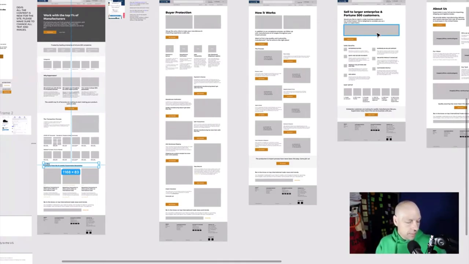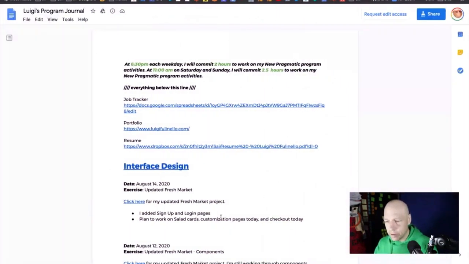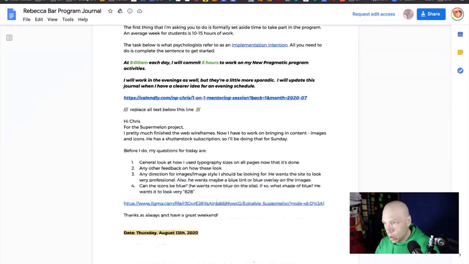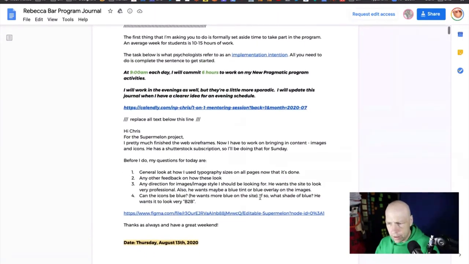Okay, guess what, folks? I think we've covered it. I do want to check and make sure that I've addressed the questions. Looks like Luigi is working on salad cards and customization pages today, which is good. Rebecca, typography sizes, feedback, images. So images you should be looking for.